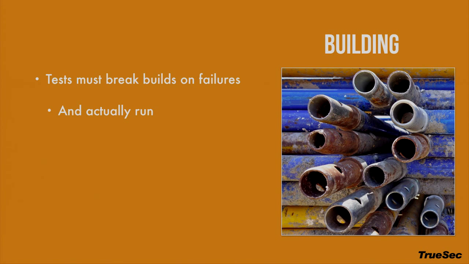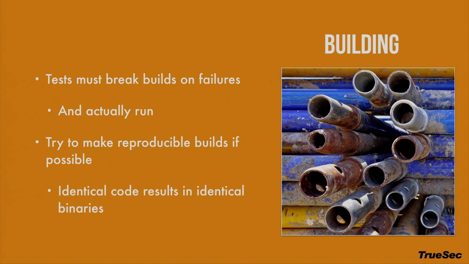Another good thing is reproducible builds. Try to make reproducible builds if you can, meaning if you have identical source code, you will get identical output every time. That makes it really easy to know exactly what you're running, makes it easy to step back to what binaries you had a month ago. You can just pull that code out, build it, and you will get the same thing.